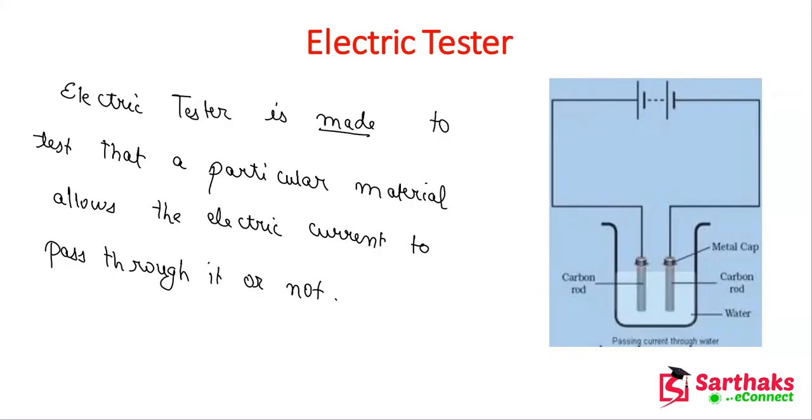As you can see in the diagram here, a setup is made with carbon rods and the metal cap. Carbon rods are placed in water. It is written here, passing current through water. So here current is being passed. The electric tester is made to test whether the electric current is flowing or not. The electric tester is made with carbon rods here.